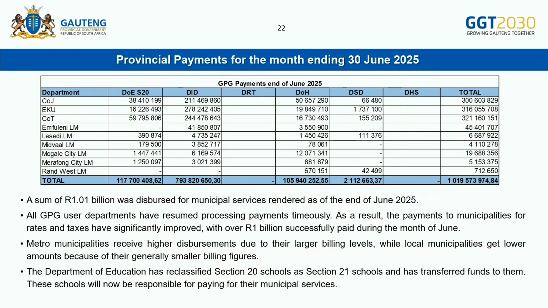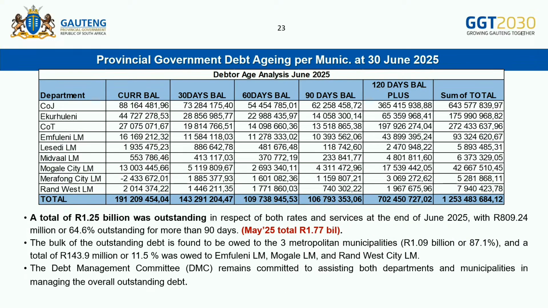Chair, and then we also wanted to give the committee a sense of payments that were made in the month of June. As indicated, the Department of Education paid 117 million. DID had paid 793 million. The Department of Health have paid 105 million. And so, Chair, you get a sense, and members, of what makes up the R1 billion payment that was made to municipalities in the month of June. So we just wanted to give the members a breakdown. And then the members will see per municipality what was settled in terms of the outstanding debt. Chair, this is just the aging of that 1.2 billion.